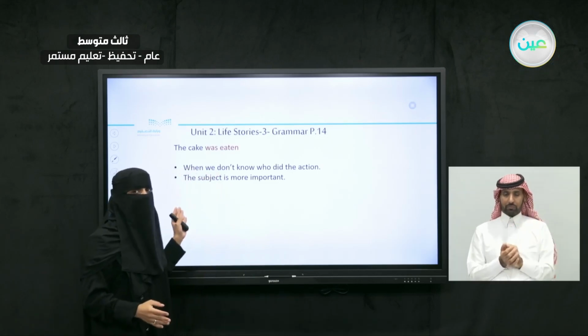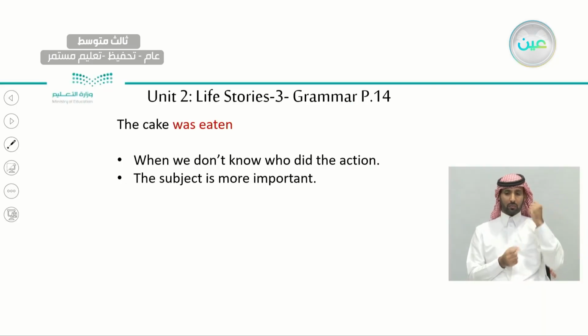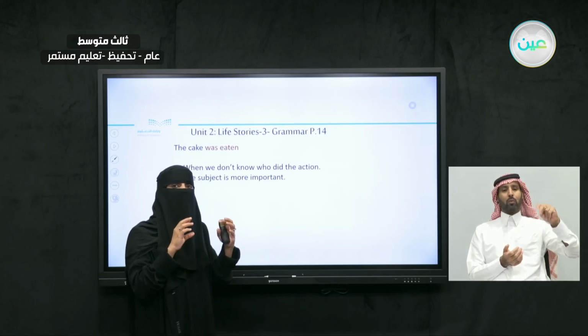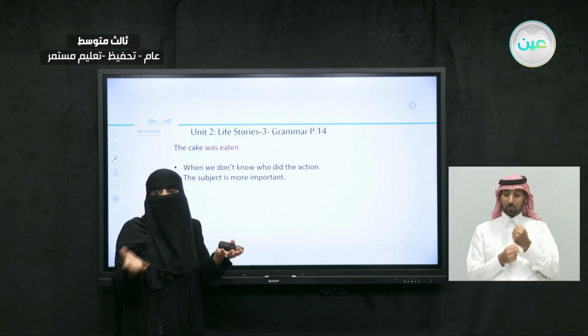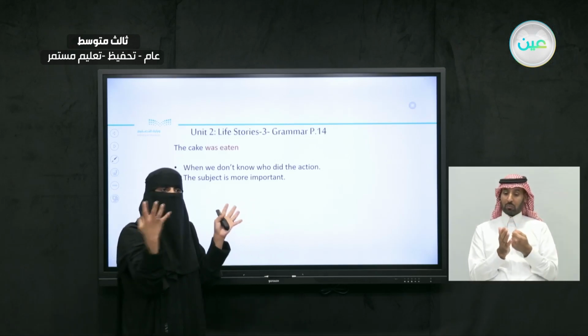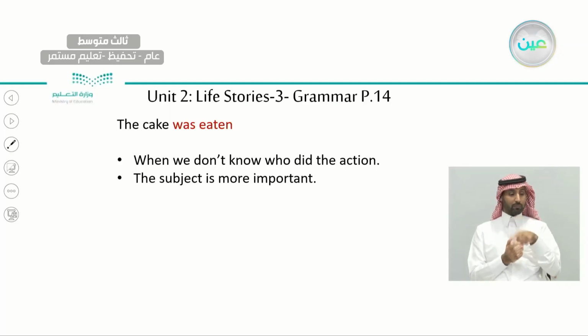Passive voice, active voice. Passive, when we don't know who did the action, who is the doer of the action, okay? When we don't know who did the action, we just write it in a passive voice. But sometimes we know, like the previous one, Muna, but we are focusing on the action. The action is more important than the doer. The book was written. We're focusing on the action, okay? The subject is not more important, okay?